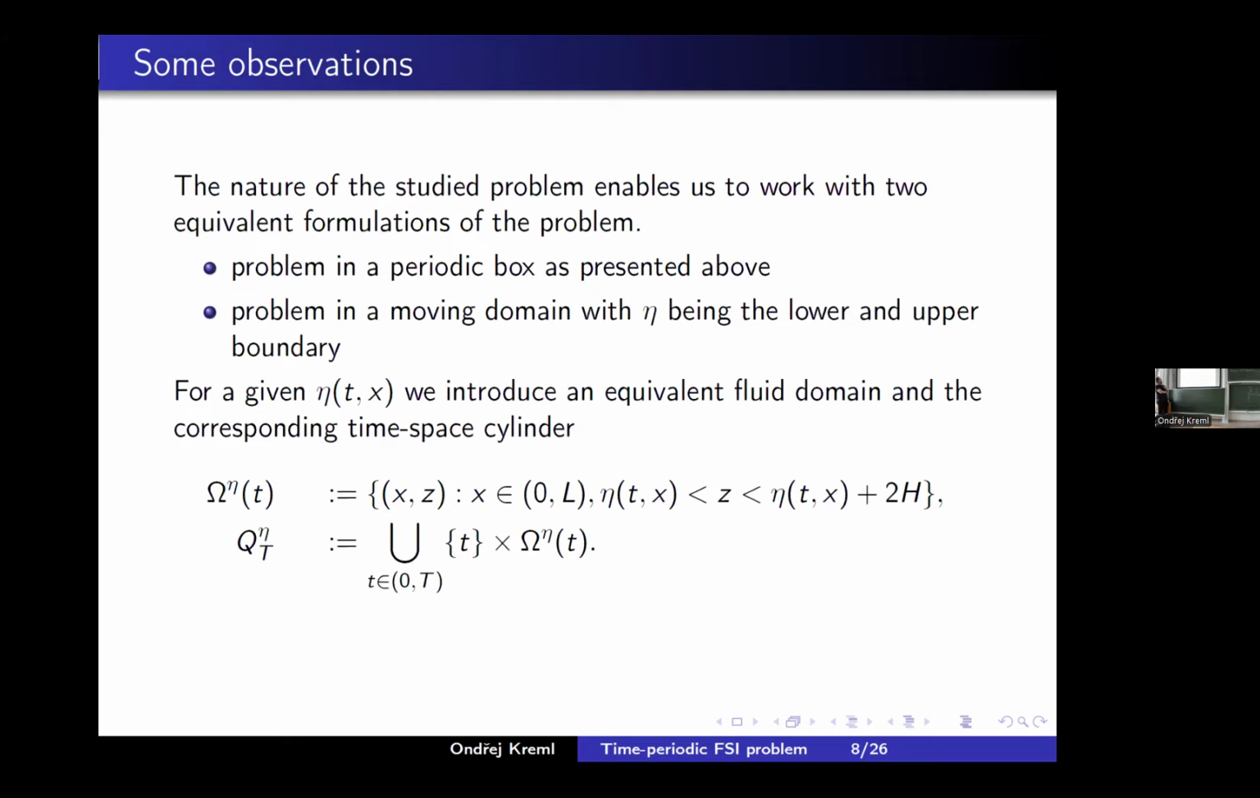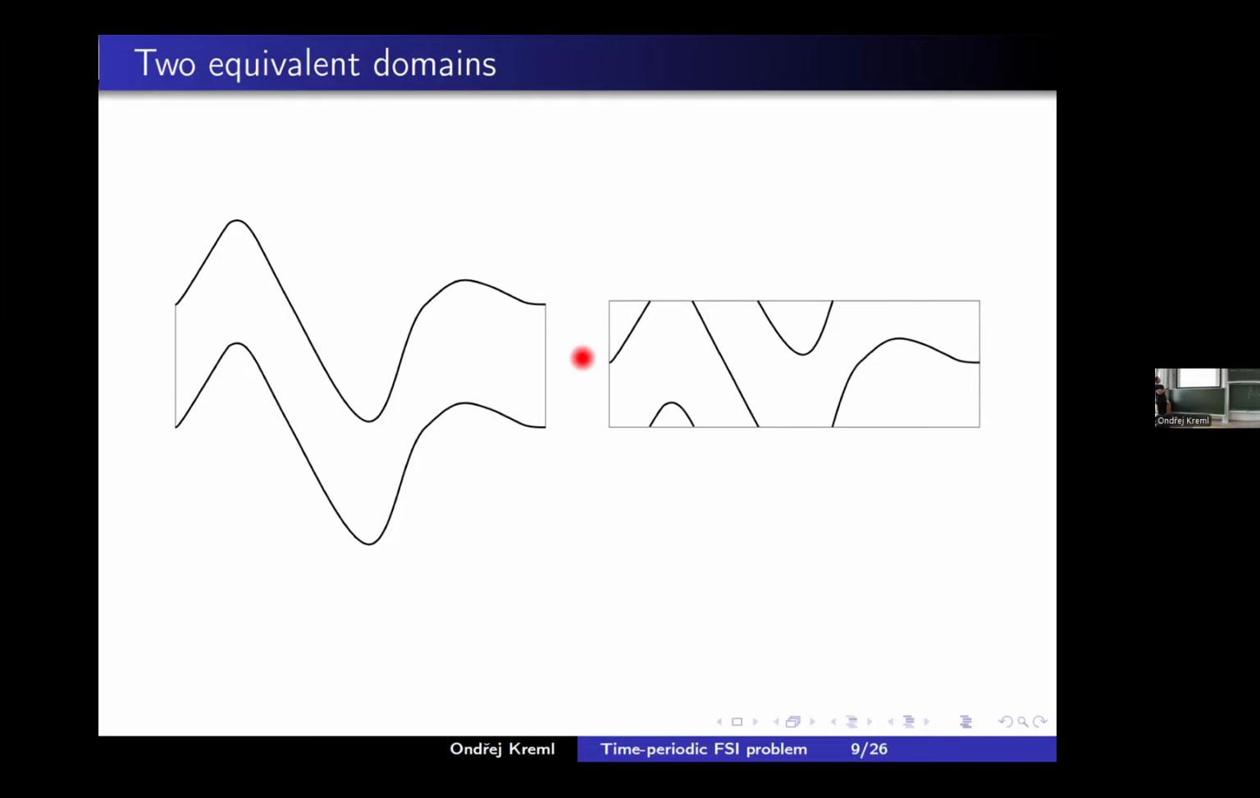Okay, so the good news for our mathematical analysis is that the nature of the studied problem enables us to work with two equivalent formulations of the problem. Either you can work with what I already described, or you can look at it in a different way, as a problem on a moving domain where eta represents the lower and upper boundary. So the picture is like this. You have a periodic box with a fluid inside, and inside the fluid there is this viscoelastic beam, which may disappear here and appear from the bottom and so on. But this is one problem like this.